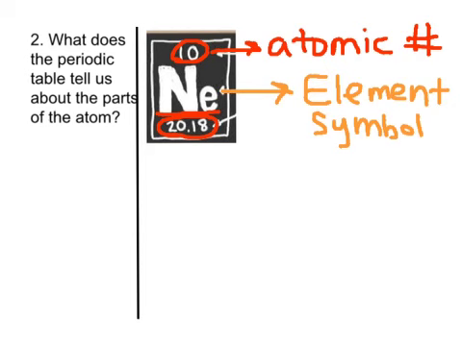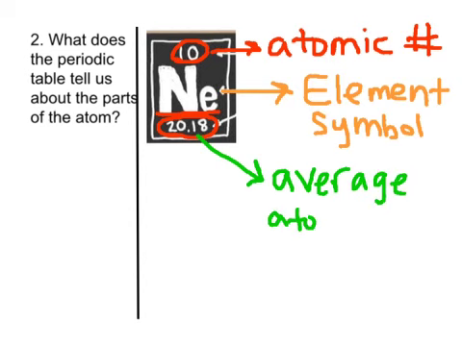All right, now the bottom number here is a decimal number, if you see. And this decimal number tells you the average atomic mass. Average atomic mass. Please put average there. We're going to talk about why it's an average in lessons coming up, but it's the average atomic mass, all right? That's why it's a decimal and not a whole number, because it could change depending on the different kinds of atoms we have for neon. So we'll get there, but just so you know, it's average.